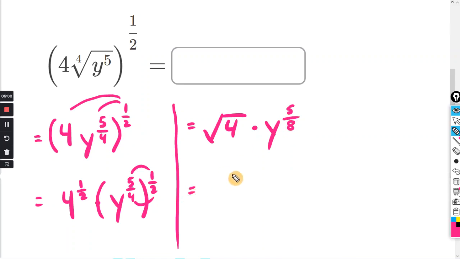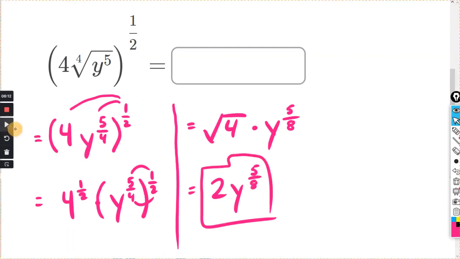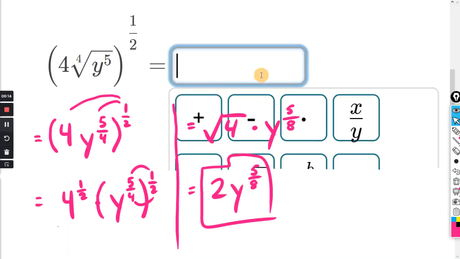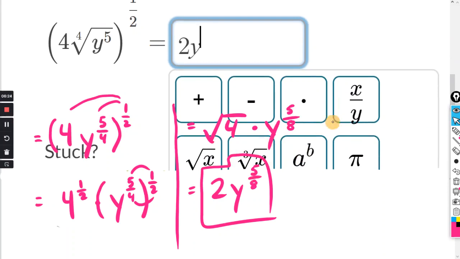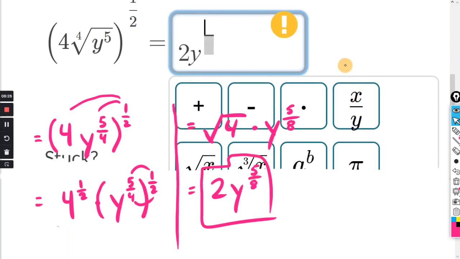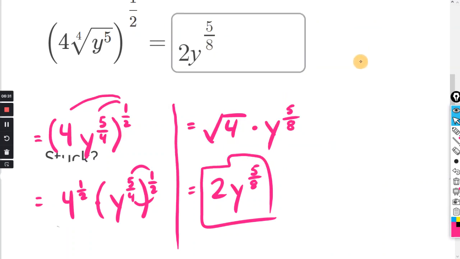Finally, the square root of 4 is just 2, and that's times y to the power of 5/8. So click inside the box, type 2y, and then click the exponent button right here. The exponent is a fraction, so I'm going to click the fraction and type 5 tab 8. So it's 2y to the power of 5/8.